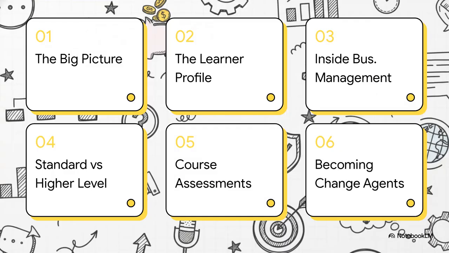Okay, here is our roadmap for today. We're going to cover 1. The big picture, 2. The learner profile, 3. Inside business management, 4. Standard versus higher level, 5. Course assessments explained, and finally, 6. Becoming a change agent. Let's jump in.